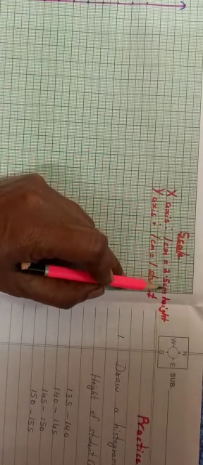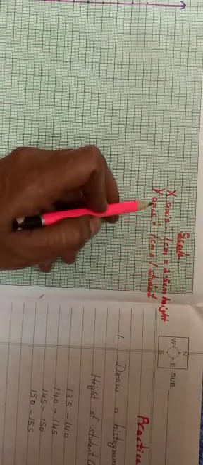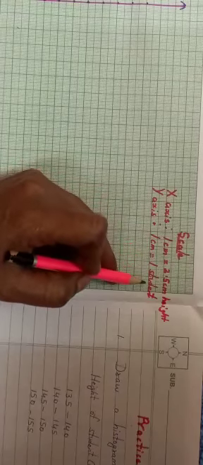So if you see the information given here, we first have to learn how to write the scale. For writing the scale, I have taken it like this. On the x-axis, 1 centimeter is equal to 2.5 centimeter of height. And on the y-axis, I have taken 1 centimeter is equal to 1 student.